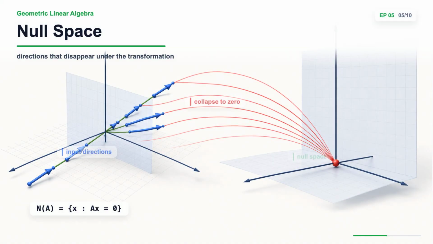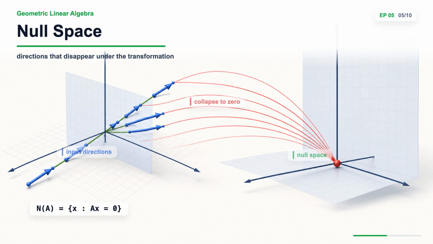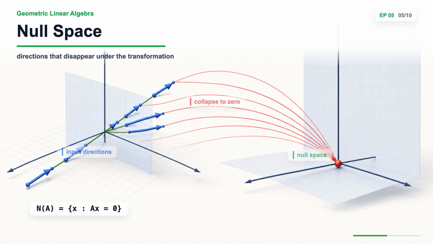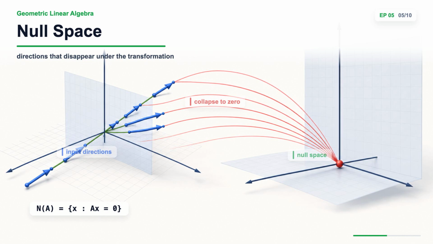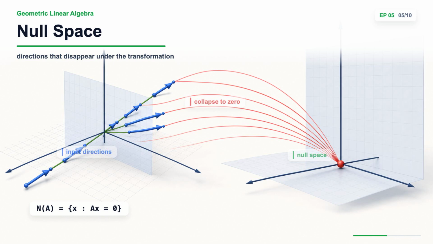The null space looks at the input side. It is the set of all input vectors that the matrix sends to the 0 vector. These are the directions that disappear completely under the transformation. If a whole line of input vectors lands at 0, then movement along that line is invisible to the output. The null space tells us exactly what information the matrix loses. Column space is about where outputs can go. Null space is about what inputs get erased.